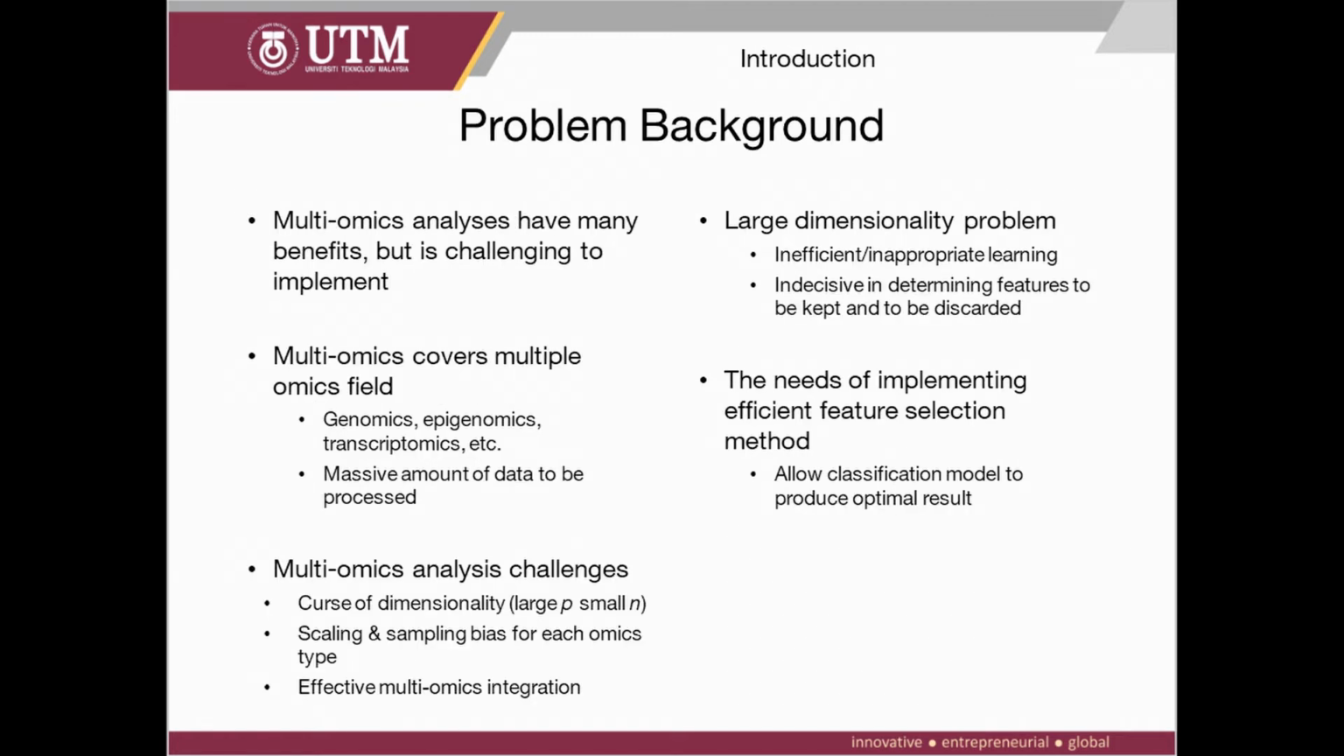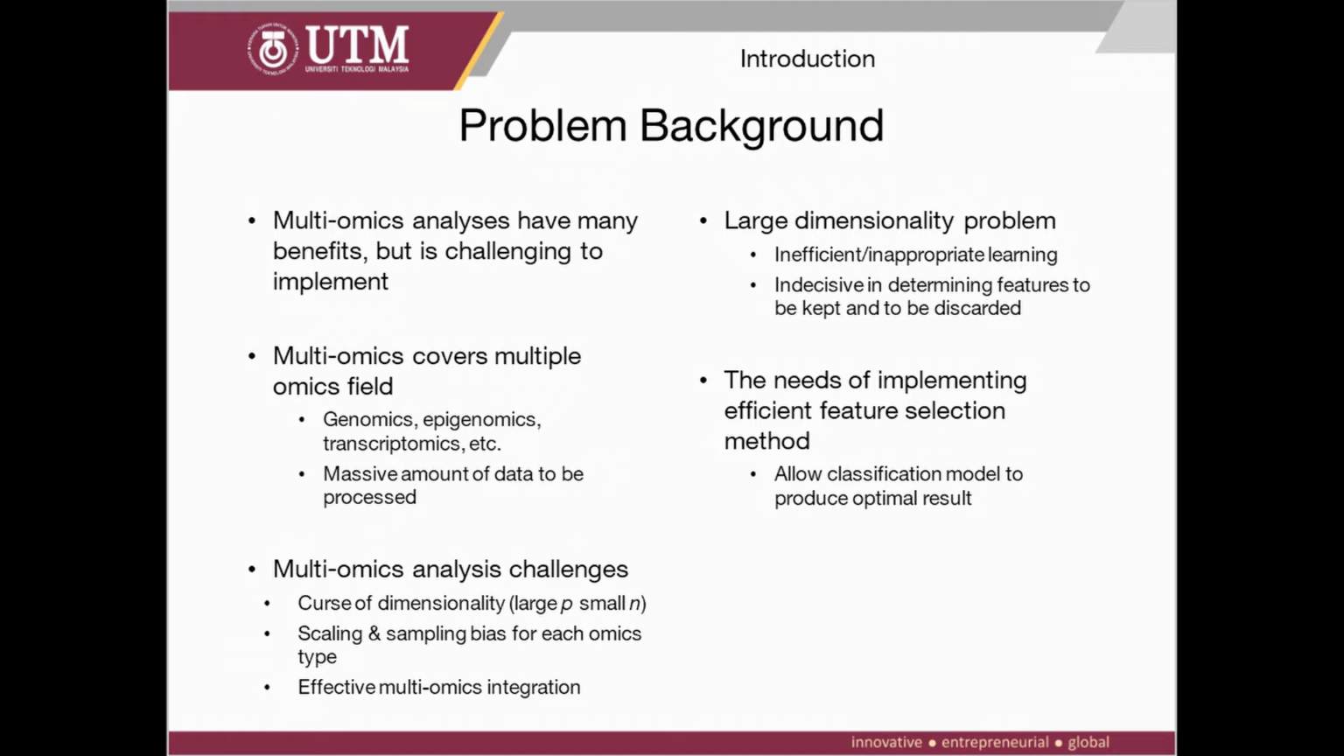Moving on to the problem background, it is mostly concerned about the multiomics data. Multiomics analysis has many benefits, but it is very challenging to implement. Since multiomics covers multiple omics fields, there are massive amounts of data to process. Typically, there are three main challenges in multiomics analysis, which are the curse of dimensionality, also known as the large P and small m problem. Large P refers to the large number of features, while small m refers to the small number of samples.